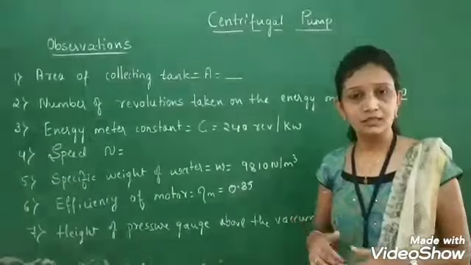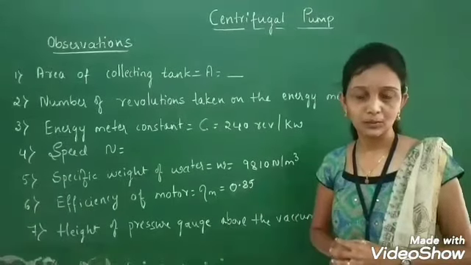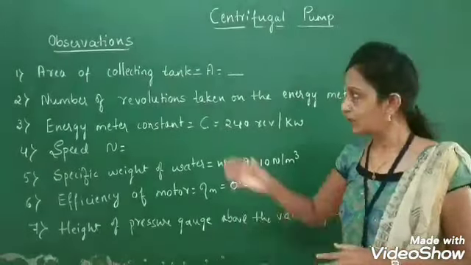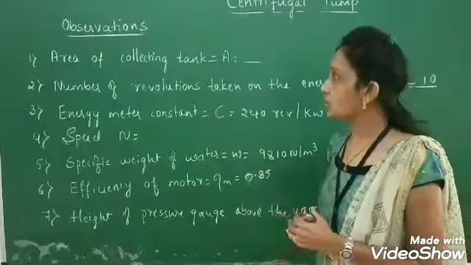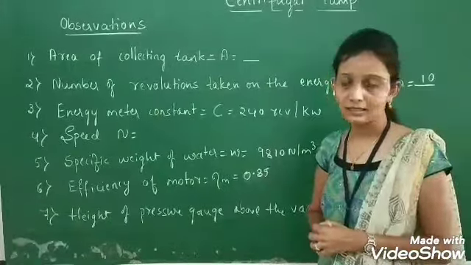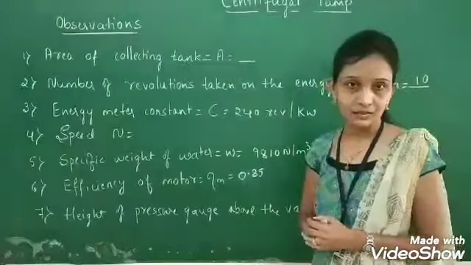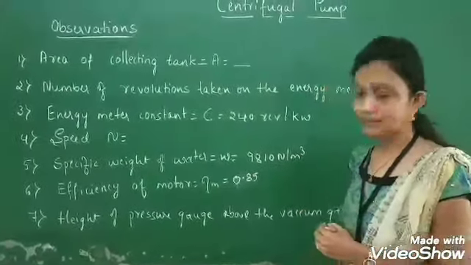So for conducting this centrifugal pump experiment, we need some observations. Here I have listed some of them. As you see, the first observation is the area of the collecting tank. You can measure the area of the collecting tank, and I have denoted it by the capital letter A.